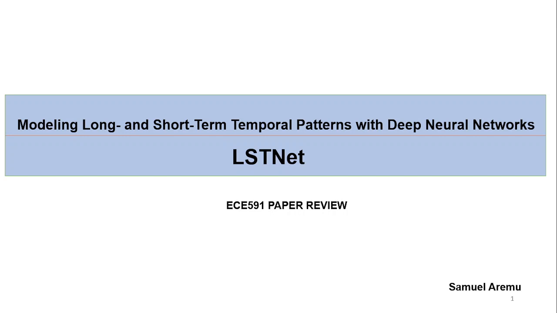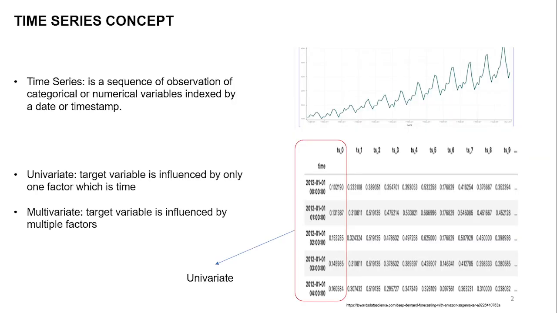Before I go into details of the model, I will share some basic definitions of some terms in time series. A time series is a sequence of observations of numerical variables indexed by a date or time stamp. It can be any data recorded over time in a sequential order, like shown in this figure. The samples were taken every 1 hour.